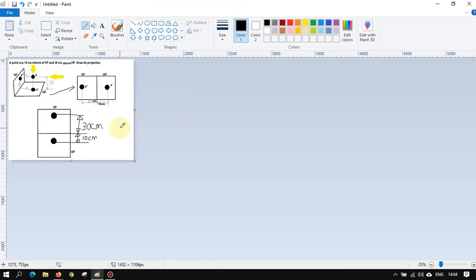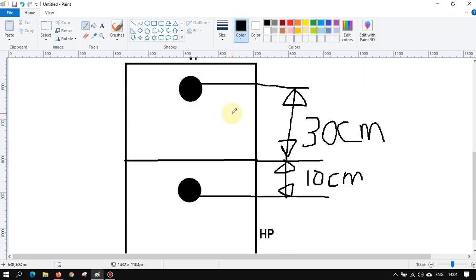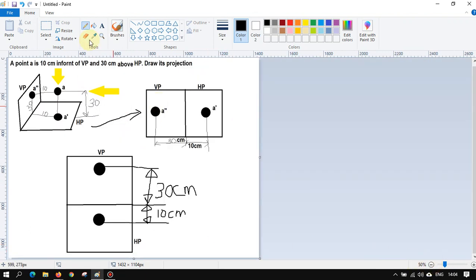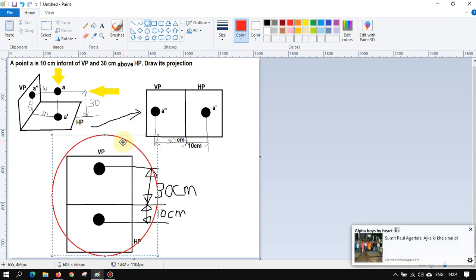Now, this is what I need. Let me show you. This is what you need to draw in the paper. This entire part you have to draw in the paper and submit. I'll be giving you a link where you have to write your name, your mobile, your roll number, and upload it by making a PDF of that writing.